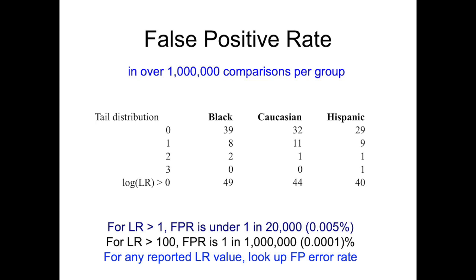And this is what we reported, what we've testified on. What's the false positive rate? For likelihood ratio greater than 1, the false positive rate is less than 1 in 20,000. Once you get up to over 100, it's less than 1 in a million. And in fact, for any reported log LR value, you can look up the false positive error rate by going back to the curve, as we just discussed, and getting the area that's under the curve.